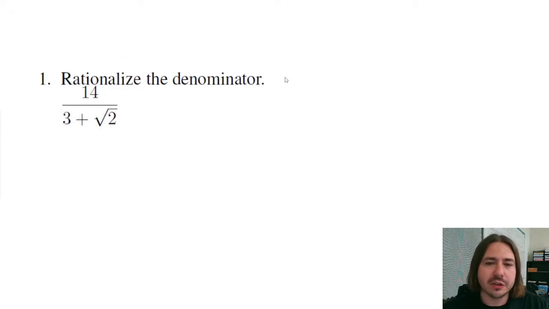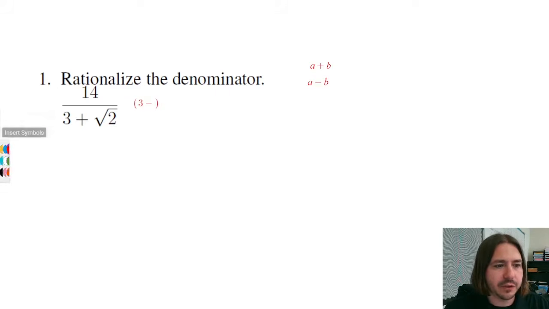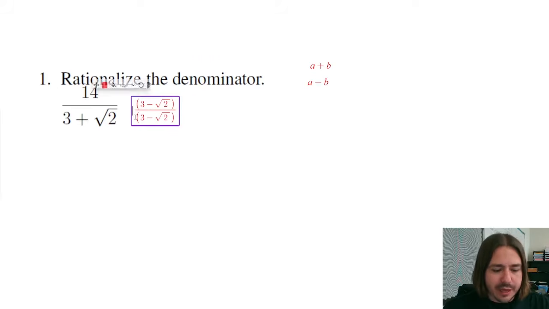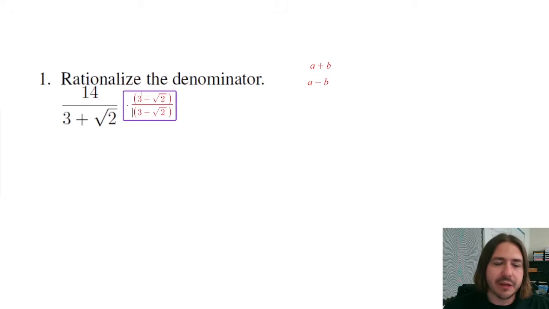So to do that, what we need to do is multiply both the numerator and the denominator by the conjugate of the denominator. The conjugate of an expression in this form a plus b is going to be a minus b. So these are what we call conjugates. So in order to rationalize this denominator, what we need to do is multiply both the numerator and the denominator by 3 minus the square root of 2. I'm allowed to do this because really I'm just multiplying by 1. So it's kind of a fancy version of 1.